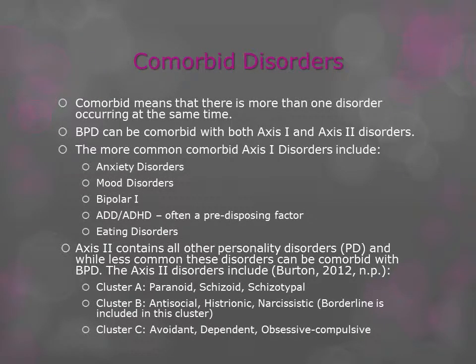There are several comorbid disorders that can occur with BPD. This includes both Axis 1 and Axis 2 disorders. The most frequently comorbid disorders from Axis 1 are anxiety disorders, mood disorders, bipolar disorder, ADHD and ADD, and eating disorders. Axis 2 contains all personality disorders, and while it is less common for a person to have 2 personality disorders, it is possible.